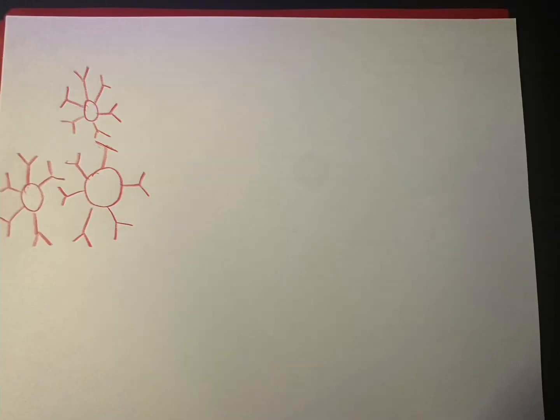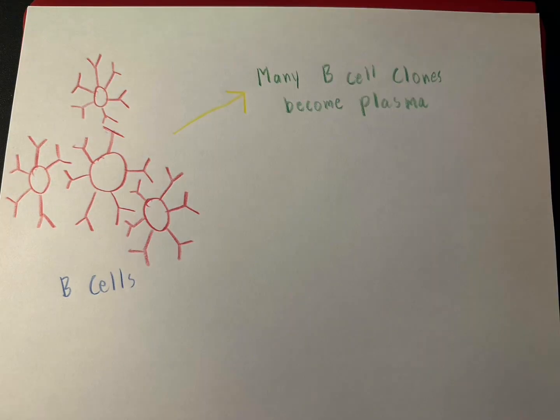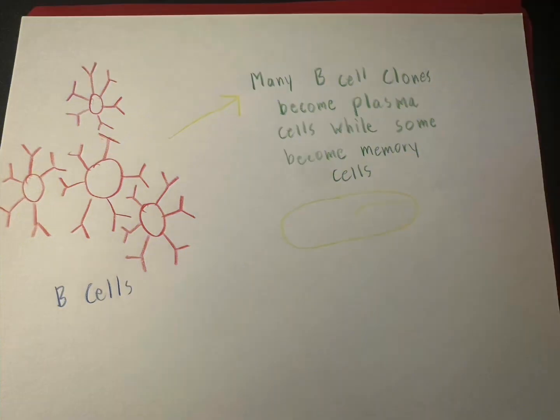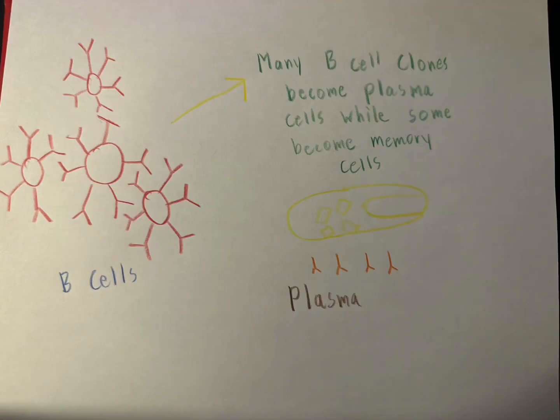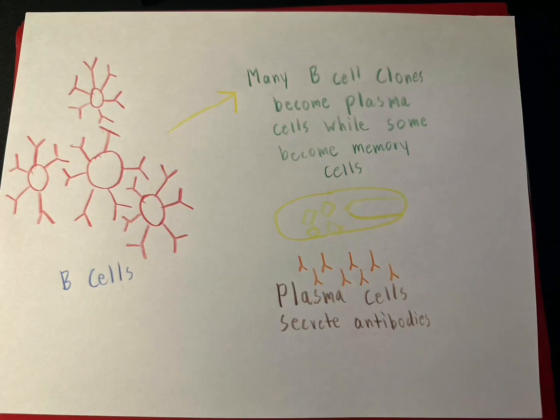In the next process, the B cells begin to divide rapidly in a process called clonal expansion, where many B cell clones eventually become plasma cells while some become memory cells. These new plasma cells eventually secrete large amounts of antibodies that circulate through the blood and the lymph to get rid of the foreign object that came through.